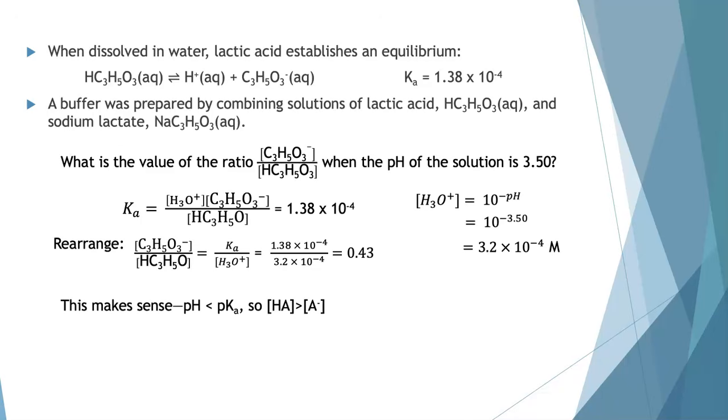I also want to point out that this answer makes sense. If we calculate the pKa of this acid, the pH of this buffer is less than the pKa, so it makes sense that my weak acid concentration is greater than my conjugate base concentration, giving me a ratio that's less than 1.